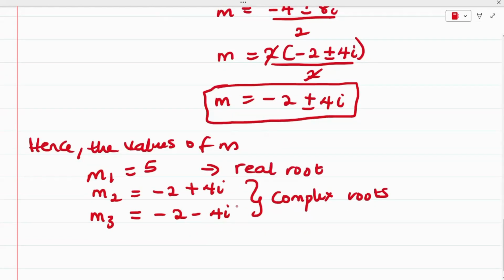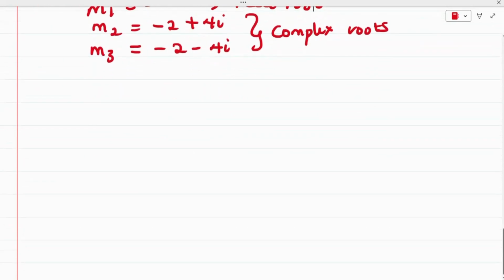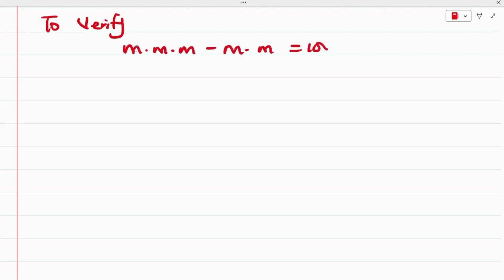Okay, so right here we want to simply verify by making use of the real root. So to verify, we have that m multiplied by m multiplied by m, minus m multiplied by m, is equals to 100, and we have the real root, which is m1 is equals to 5. So this can be expressed as m raised to the power of 3 minus m raised to the power of 2. This is equal to 100.